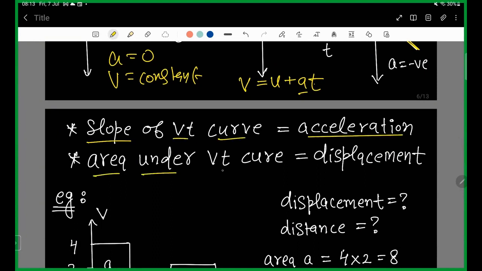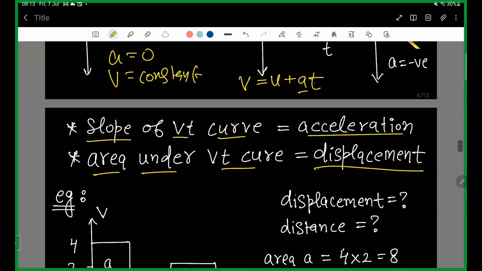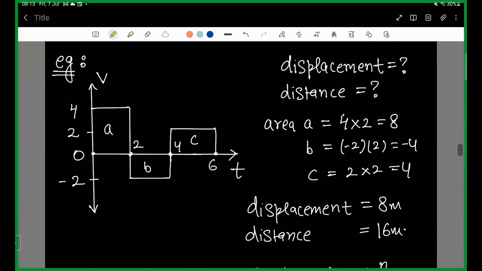And the area under the velocity-time graph is displacement. So let's say I give you some velocity-time graph, and I ask you that once it goes from time 0 to time 6 seconds, what is the total displacement of the body? So what I will do is I will find the total area under the graph. So I will find the area under shape A, area under shape B, and area under shape C. So shape A is rectangular, so it will be base into height. Height into base will give you 4 into 2, 8.